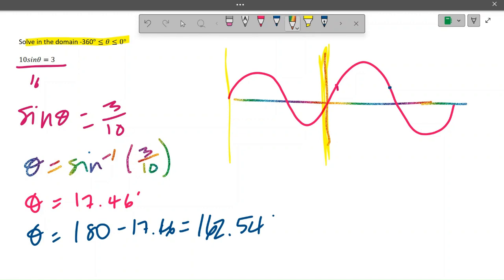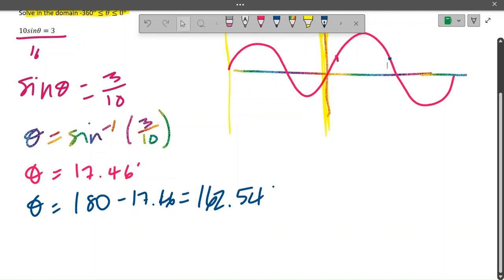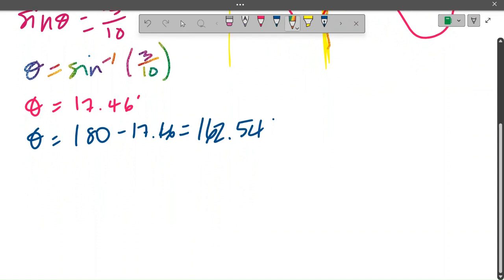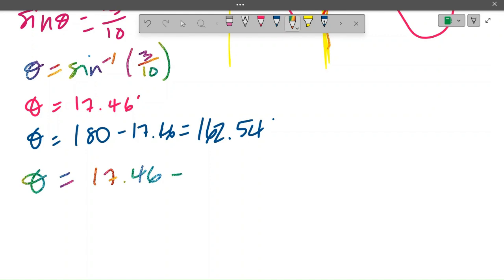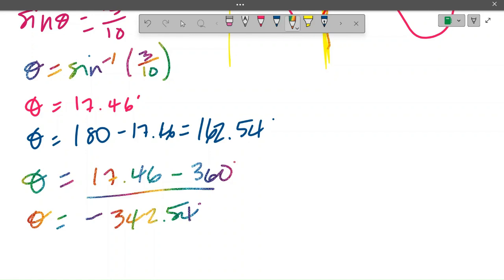So here's how we do that. I am going to take theta, my 17.46 degrees, and deduct 360 degrees from that, because remember, I'm looking for the value that's 360 degrees the other direction. When I do that, I get negative 342.54 degrees. That falls between 0 and negative 360 degrees, so that is a solution.